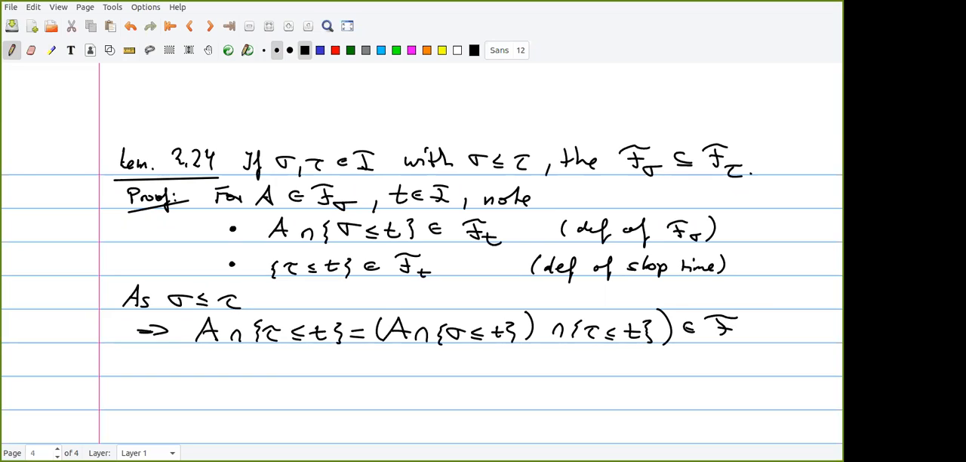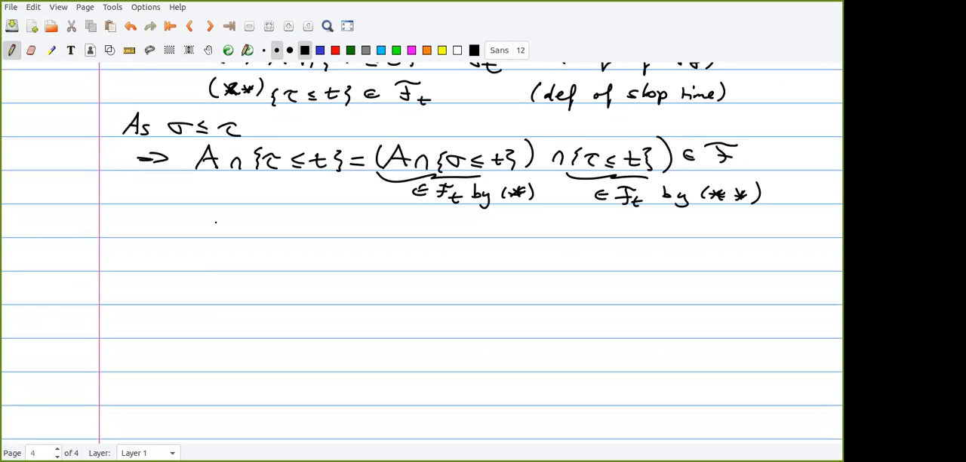And this means this is in F_t, right? Because let's make this star and this star star. So this is in F_t by star, and this is in F_t by star star. All right. This was already the proof.